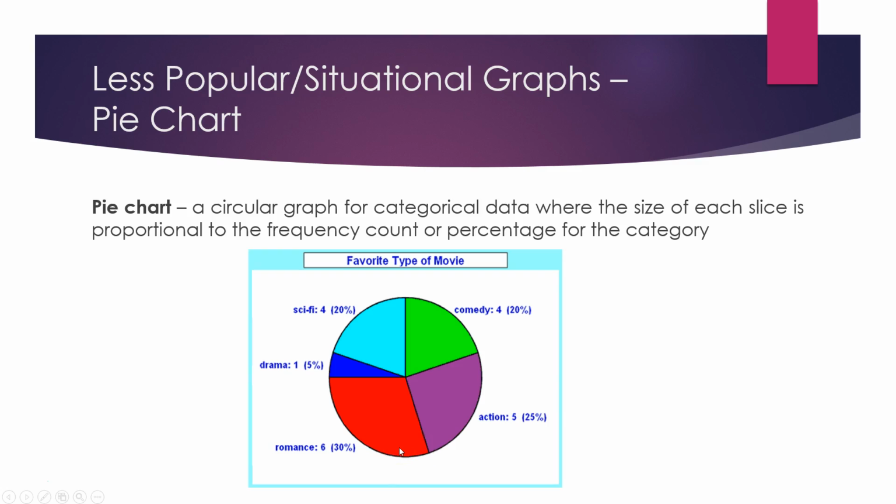So we have favorite type of movie with this one. And the biggest slice is romance. This is where I would say, hey, what kind of sampling method did you use? Because maybe you tended to get more women, if you want to believe this stereotype here. Drama, we only have one. It's the smallest count, and it's also the smallest slice of pie. So the size does equate to the count of people that responded with that category.